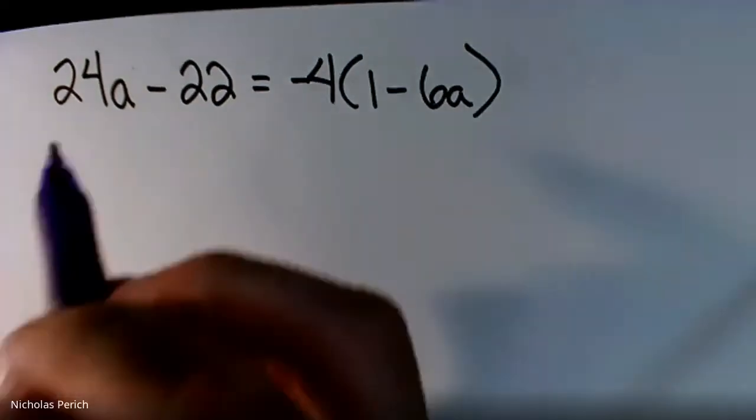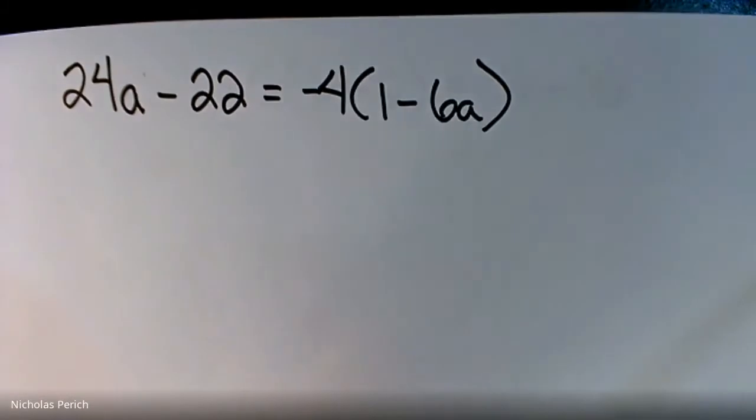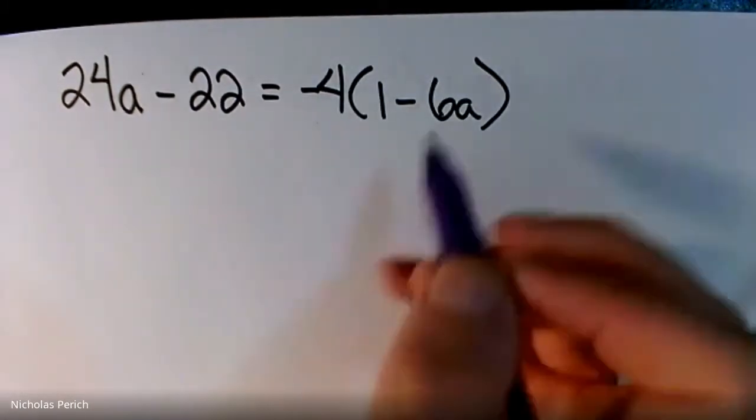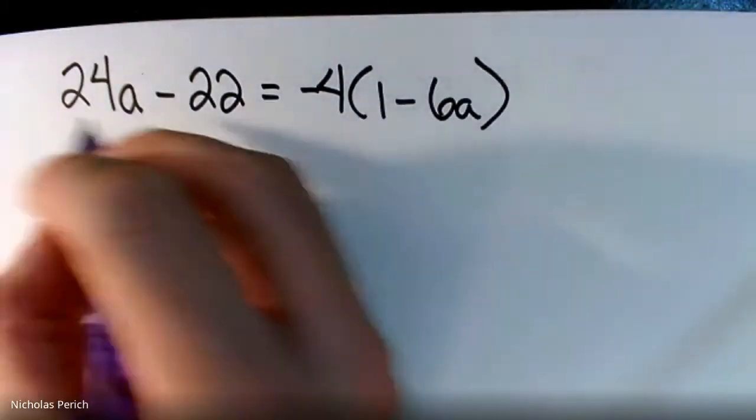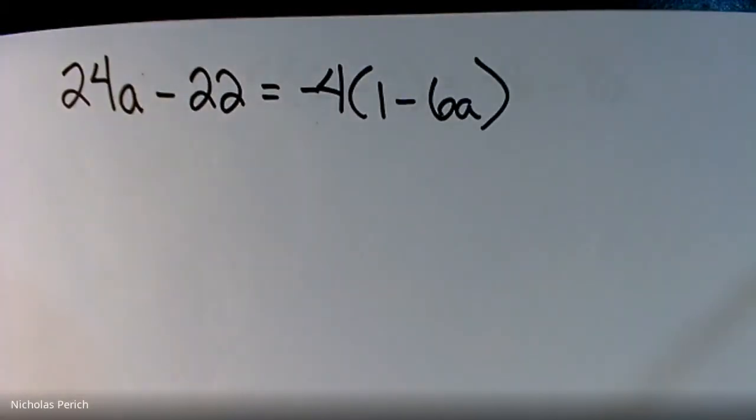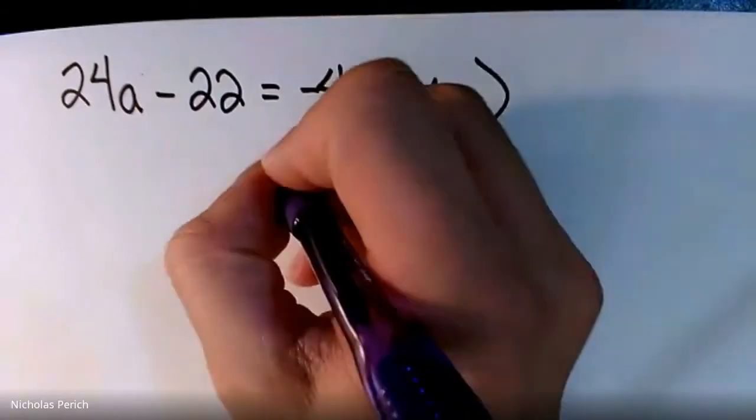I have 24a minus 22, that equals negative 4 times 1 minus 6a. I have variables on both sides. More importantly, I have distributive property. So I'm going to do distributive property on the right side.